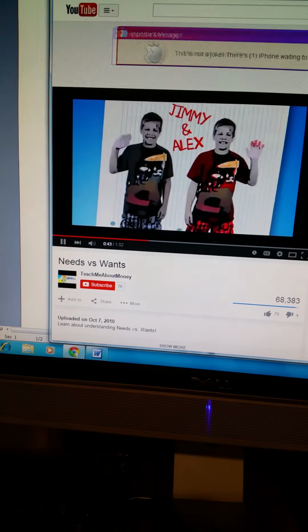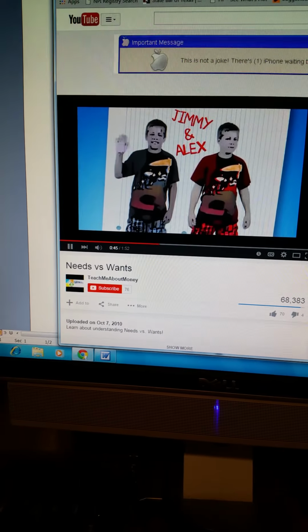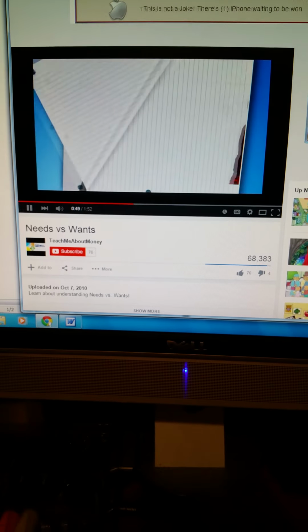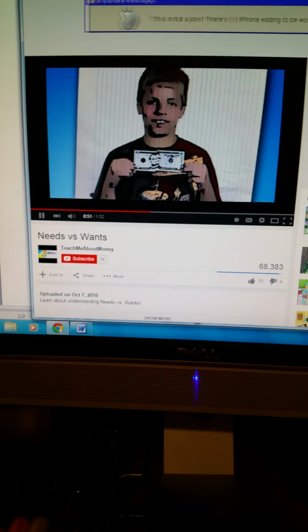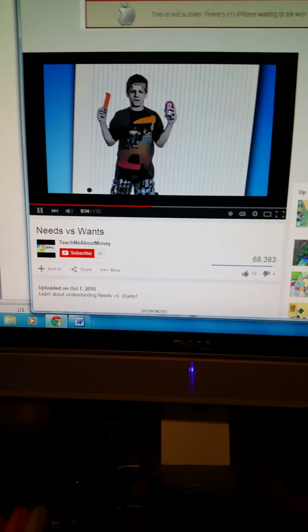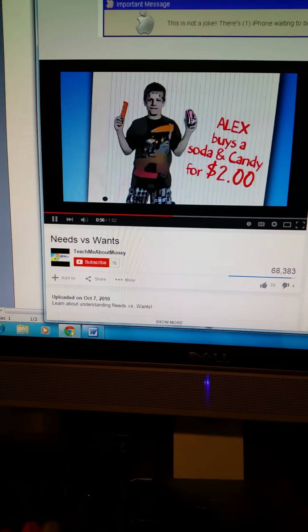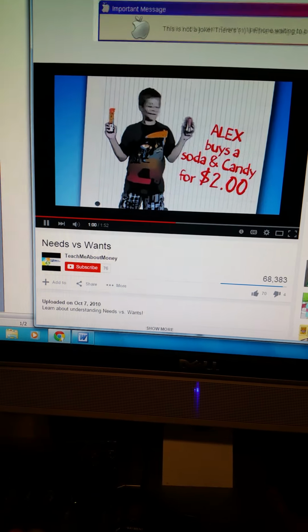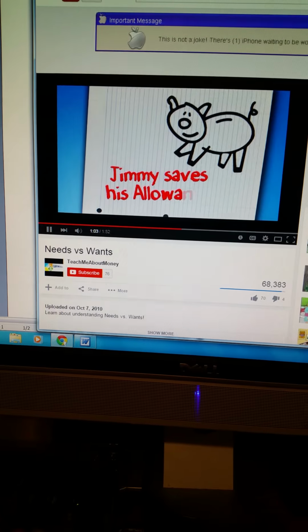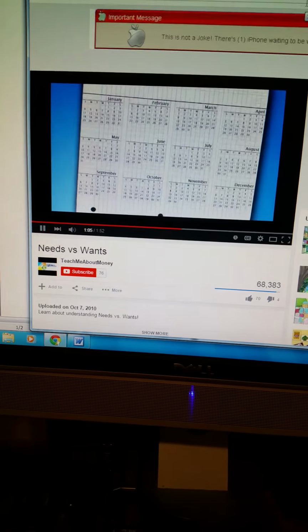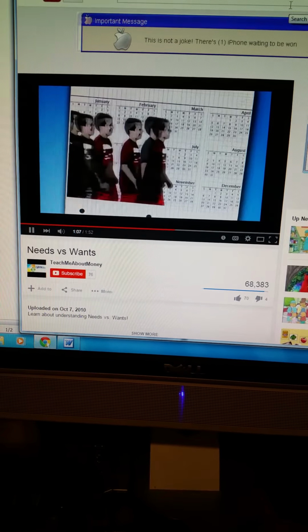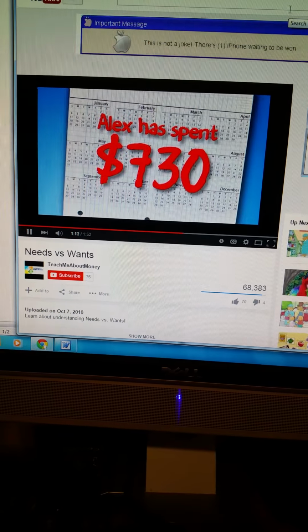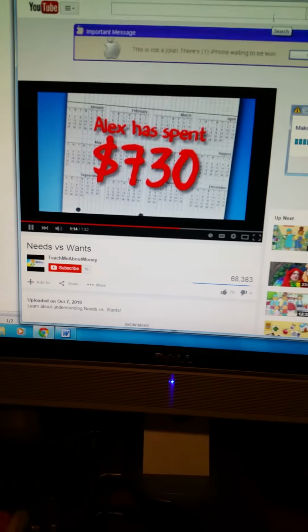Meet Jimmy and Alex. Jimmy and Alex walk to school together every day, and they both want to buy a bike next year, so that means they better start saving. But each day on the way to school, Alex wants to stop in the convenience store. He buys a soda and a candy bar for $2 with his allowance. Jimmy, on the other hand, saves his allowance money. After a whole year goes by, Alex realizes that he has spent $730 total on soda and candy bars. He has no money to buy a bike.